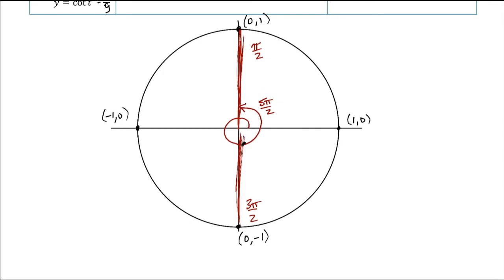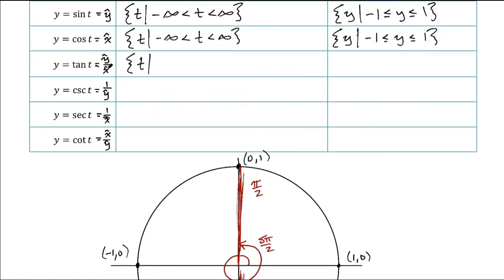Those are not okay angles. The tangent will not exist there because we'd be trying to divide by 0. So it's all the t. First of all, we're going to say t still has to be between negative infinity and infinity. T still has to be a real number.